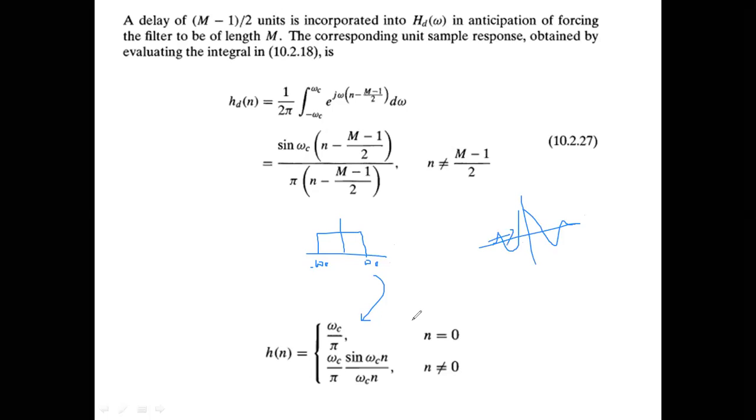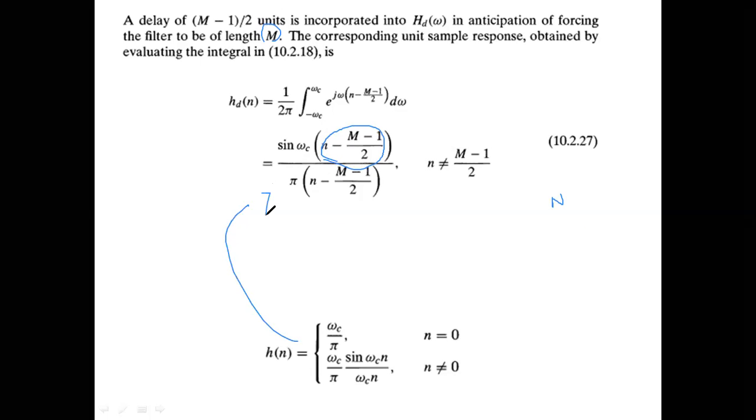Now that you shifted it, by what factor? Say your order is M, then you shift it by a factor (M minus 1) by 2, so every n is replaced by n minus (M minus 1) divided by 2. Here the author has taken it as M, whatever the number of values in the impulse response. So there you get this particular template of a typical low pass linear phase FIR filter.